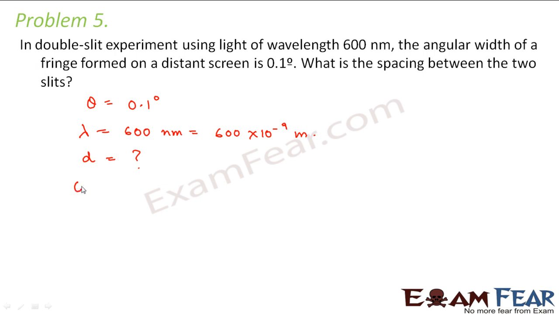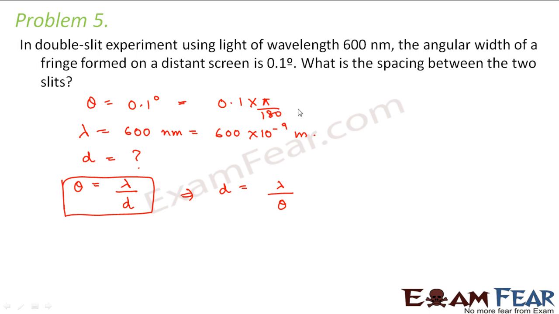So we know that the angular fringe width theta is equal to lambda divided by small d, right? We have already derived this expression. So from this we can say that d is equal to lambda divided by theta. So for that we should convert theta into radians. So this will be 0.1 into pi divided by 180 radians. So this is 0.1 into 3.14 divided by 180 radians.